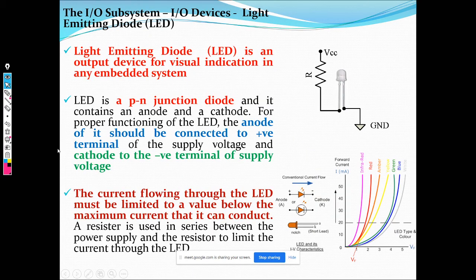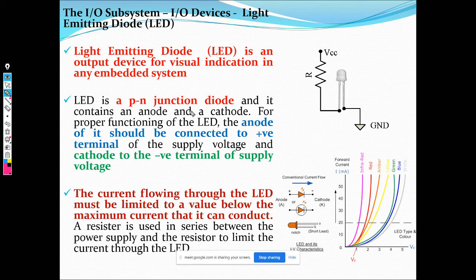So we'll see some of the I/O devices. We'll start with the LED. I'm sure you would have the basics of the LED, right? LED is light emitting diode. It's basically a diode. It functions exactly like a diode, except that it also emits light. Okay, so that's about the LED.